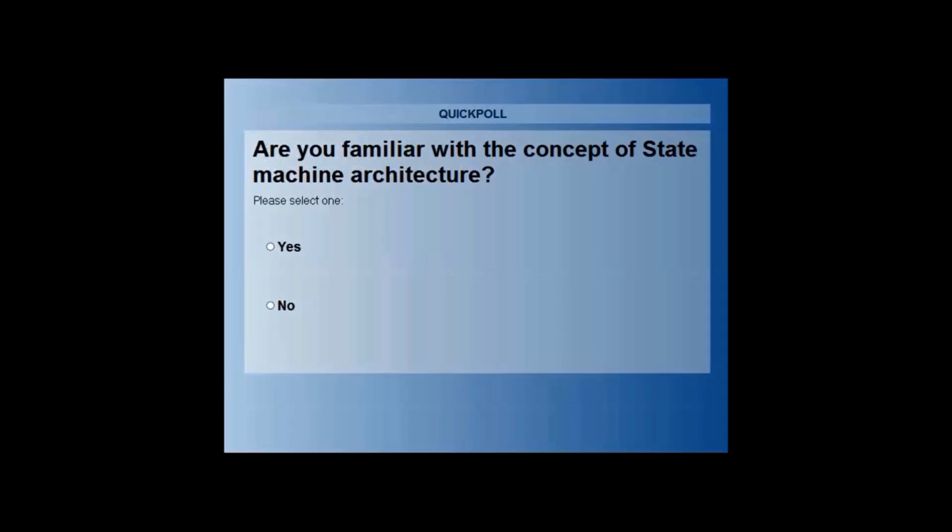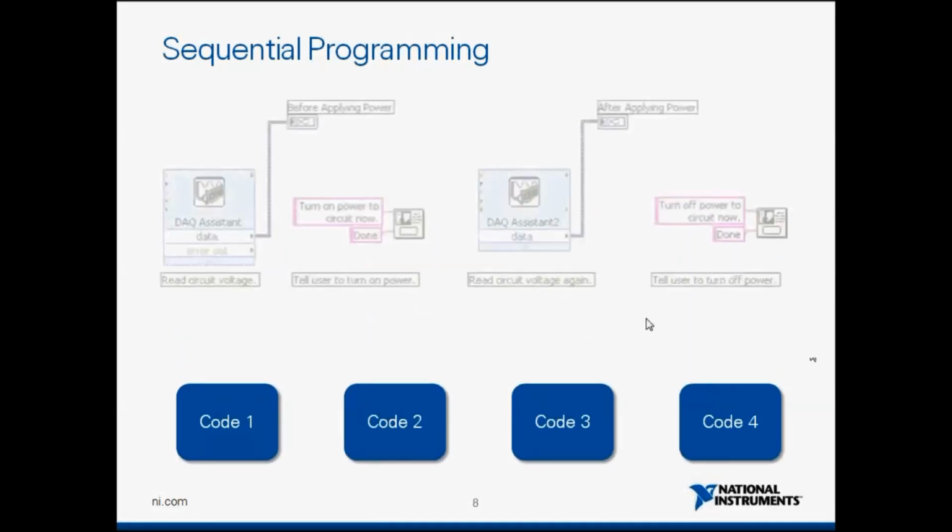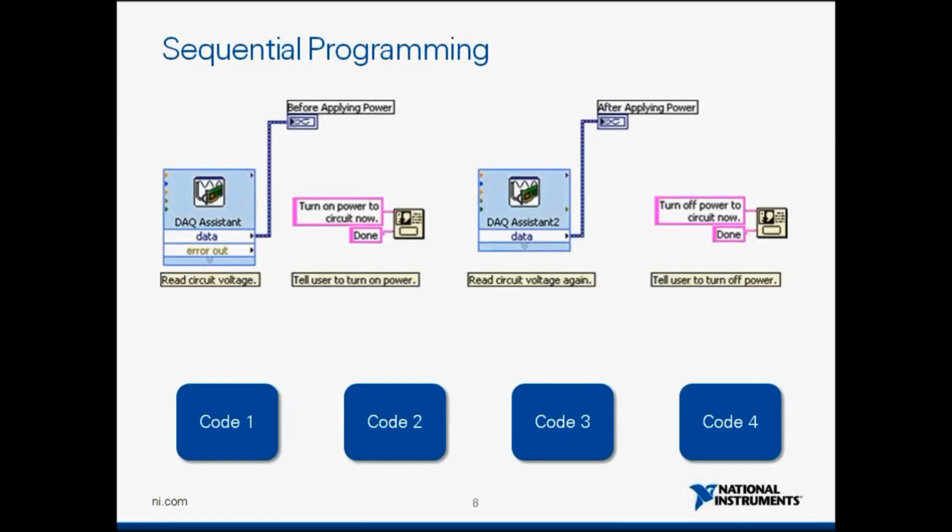Before we jump into state machine architecture, let's talk about something simpler. Sequential programming. Suppose there are a few pieces of code that need to run in LabVIEW, and you place them on the block diagram one after the other. A quick poll now. Will they or will they not execute one after the other?